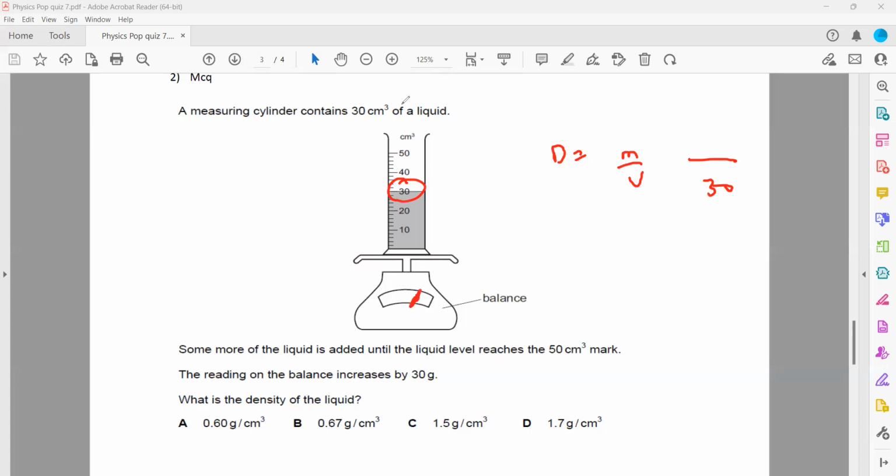What we did was look at how much liquid is added to it. That is equal to 20 cm cube of liquid added. And the reading increased by 30. So the mass of this amount of liquid which is added is 30 and its volume is 20. That's why we did 30 divided by 20, because we don't know the mass of the original 30 cm cube of liquid. That's why we use how much liquid is added and the increase in the mass.